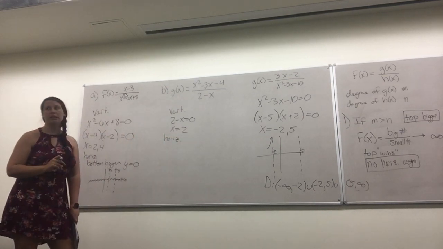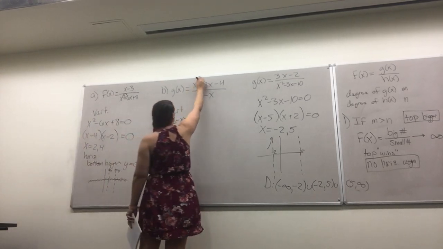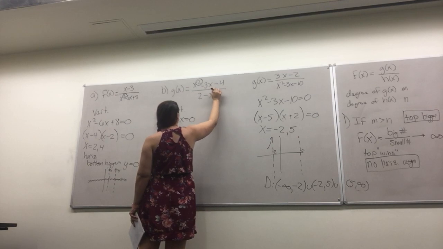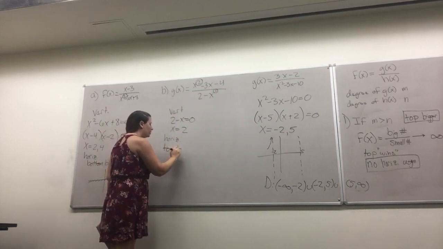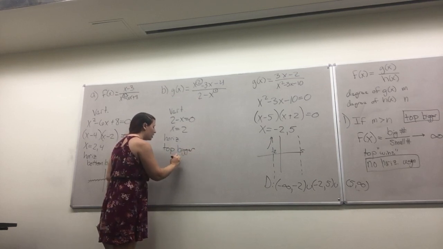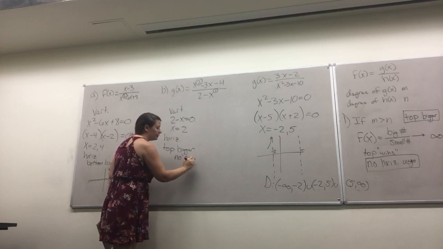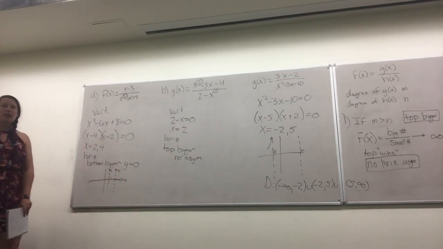So, degree, which is bigger? Top. Because the 2 is bigger than the 1, right? So that means top is bigger. So, no asymptote of this direction. Right?